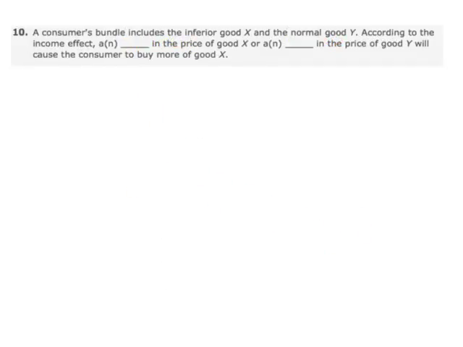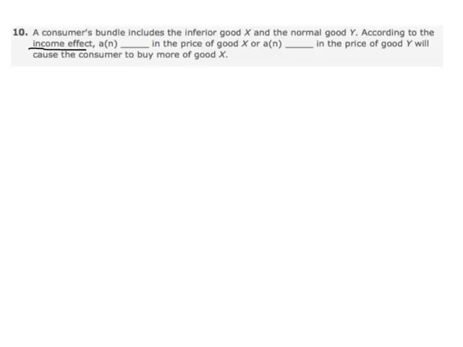Here we have another question. The wording's a little bit confusing, so let's read this carefully before I start drawing graphs. A consumer's bundle includes the inferior good X and the normal good Y according to the income effect. So that's the key. We're just going to look at just the income effect.